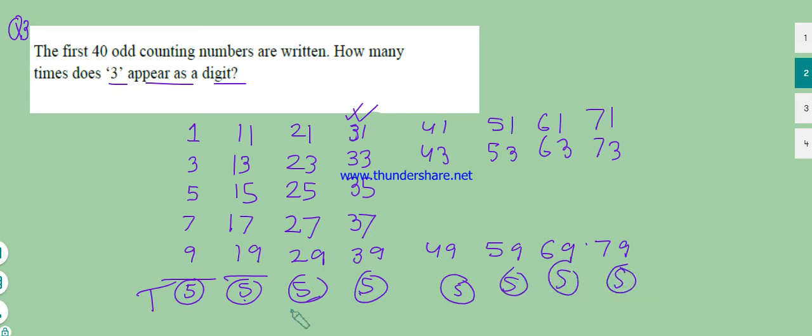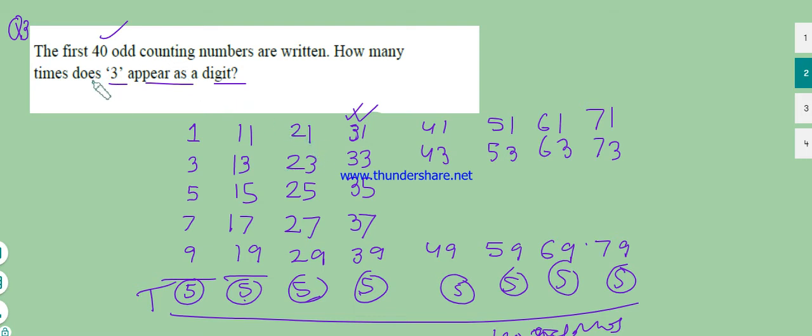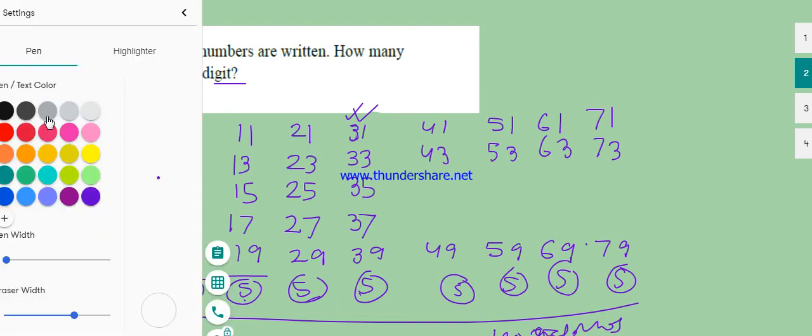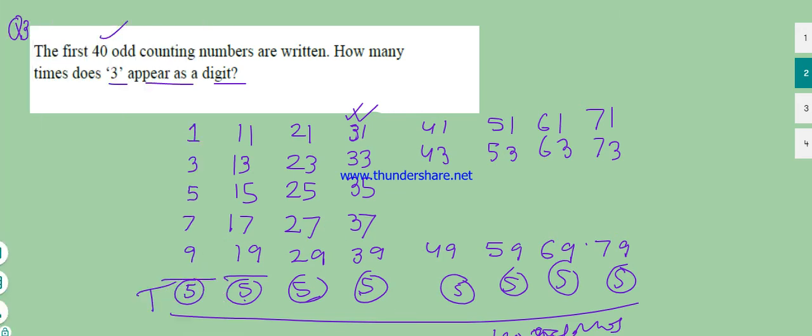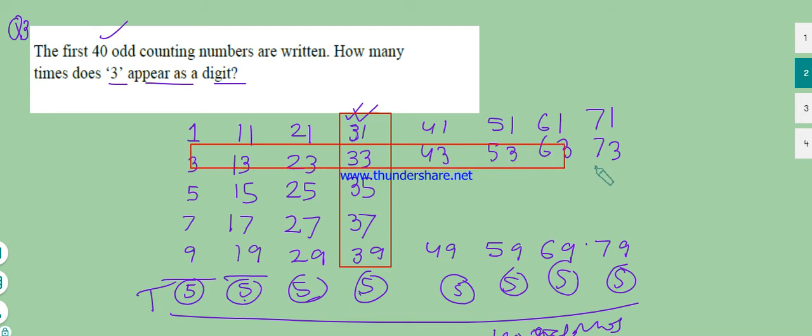So in total you have first 40 odd numbers, which is asked in the question. Now first 40 odd numbers. So how many times does 3 appear? That is the question being asked. So you see 3 appears in the units place in this particular case, and 3 appears in the units place in this particular case, and 3 appears in this at the tens place.